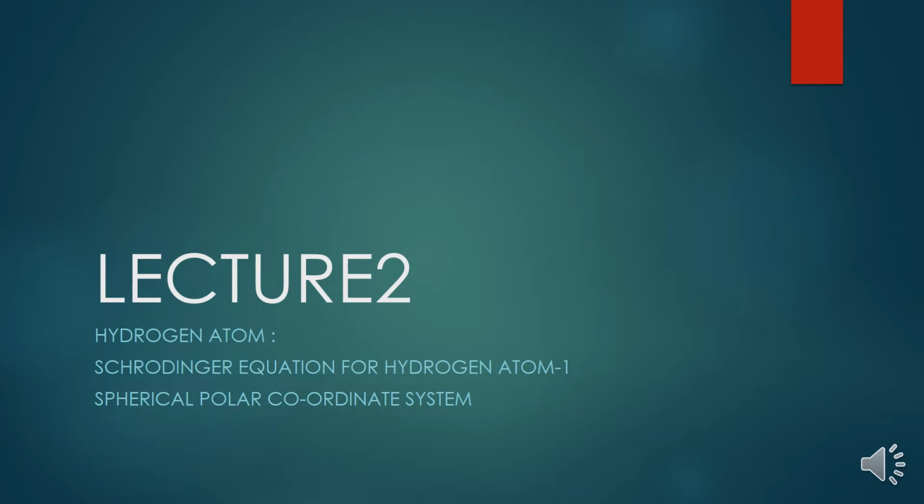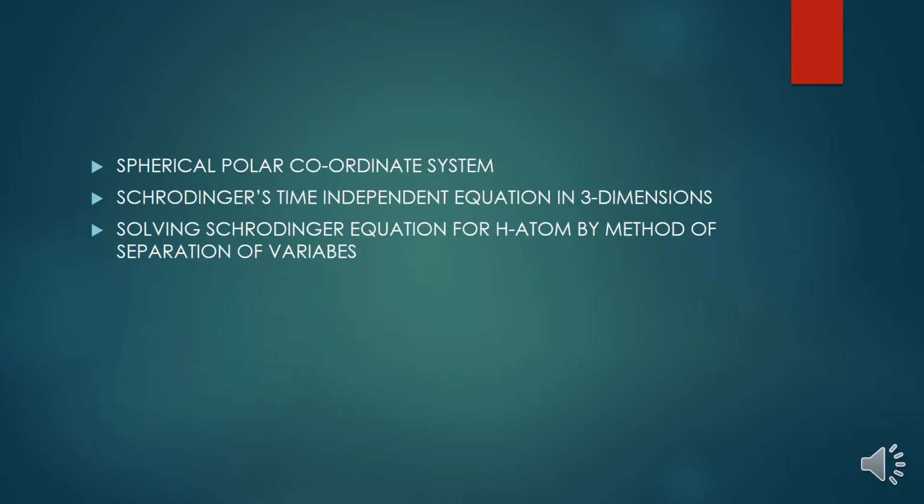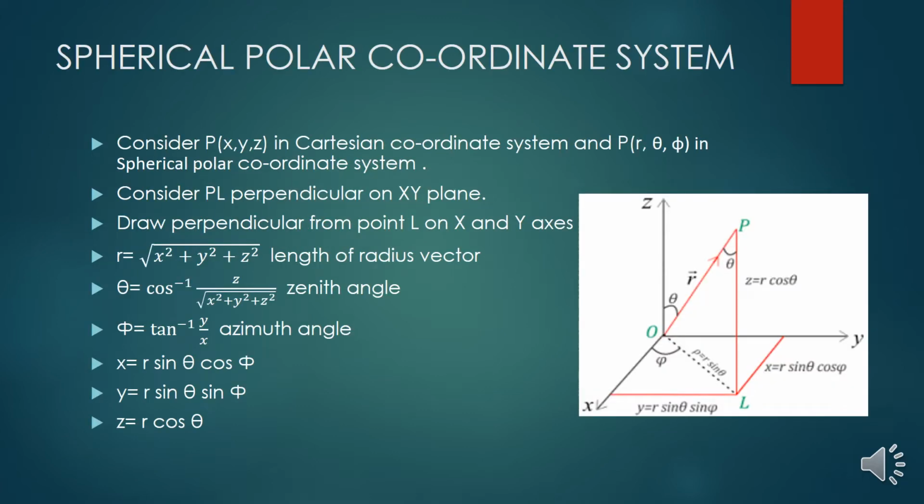So, let us start discussion with the spherical polar coordinate system. After that, we are going to see how to derive Schrodinger's time independent equation in 3 dimensions in spherical polar coordinate system for hydrogen atom, and then we will solve the Schrodinger's equation for hydrogen atom by the method of separation of variables. So first, what is polar coordinate system?